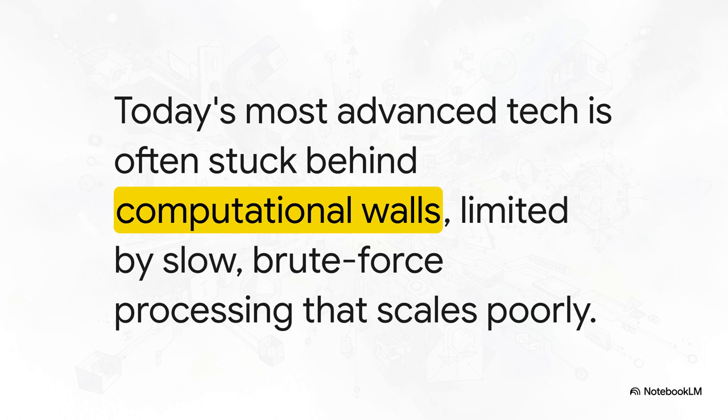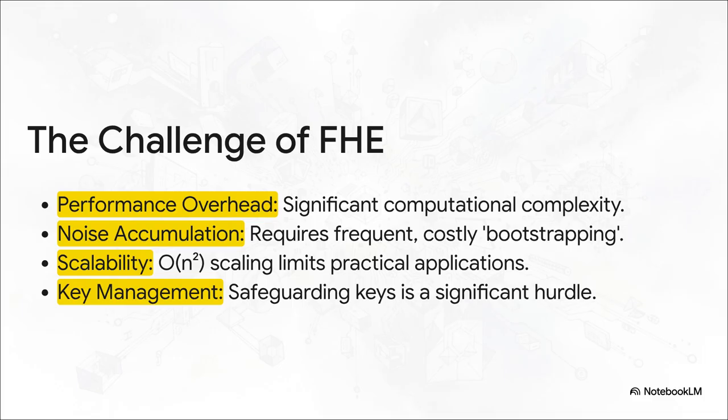And a perfect example of this bottleneck is a technology called fully homomorphic encryption, or FHE. This stuff is the holy grail of privacy. It lets you work on encrypted data without ever having to decrypt it. Imagine that. The problem? In the real world, it's been, well, a bit of a disaster. The performance overhead is insane. It's just way too slow. Then there's noise accumulation, which is like a game of telephone where the message gets garbled with every step. It doesn't scale well for big problems, and managing the encryption keys is a total nightmare. So you've got this incredible idea that's just been stuck in first gear for years.